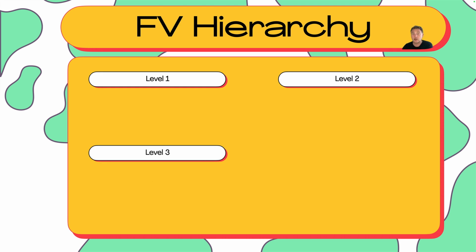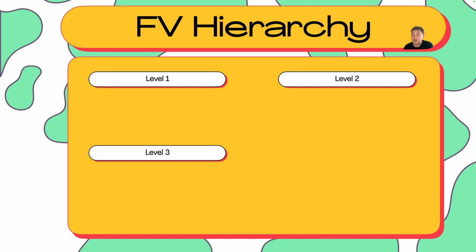Okay, so there's actually 3 levels of inputs into your fair value. So you're deciding how to make a fair value of a table. Well, there's 3 levels of inputs that will give you the fair value of that table. And you would choose level 1 first. If there wasn't a level 1, you'd choose a level 2. If there wasn't a level 2, you'd choose level 3.